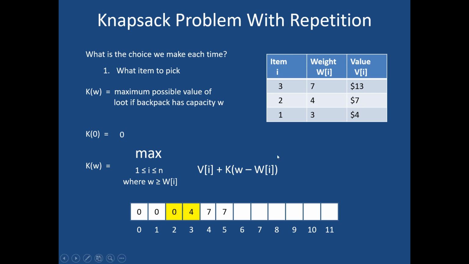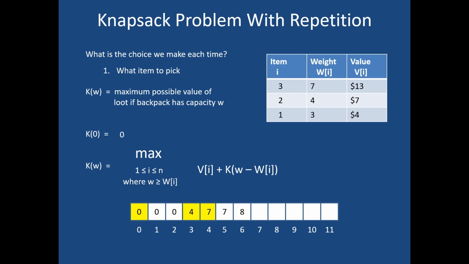Okay, let's take i equals 1. What's the i equals 1 contribution to it? We take an item 1, what will we write in this box? $4 for the value of item 1 plus k of 3, which is $4. So we get an 8. And what if we chose to take an item 2? You only get 7. It would be $7 for the item 2 plus $0 for k of 2. So we take the 8, that's better.